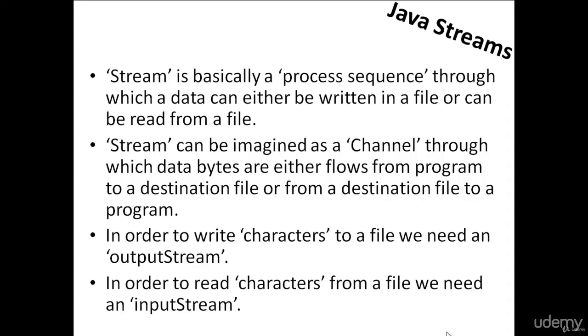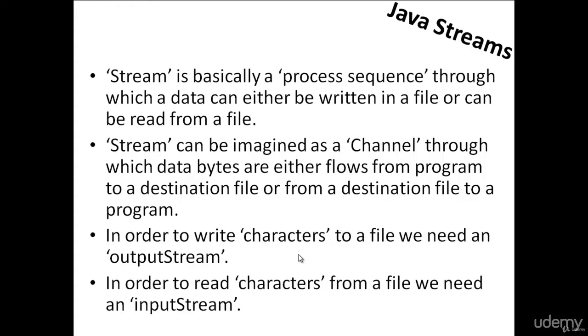So streams are basically a process sequence through which you can either write or read data from any sort of file, right? So a stream can be imagined as a channel. It's a channel which actually flows the data from the source file to a destination file, or basically it's a sort of data type which is channeled to flow from the program to a destination file, right?